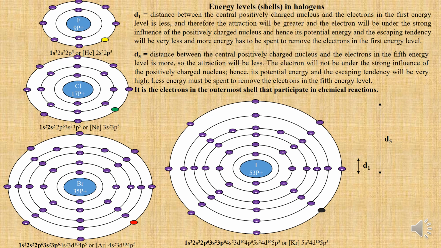So it is the electrons in the outermost shell that participate in chemical reactions. The reason being, the electrons in the outermost shell are far from the nucleus of that particular atom, and are free from the influence of the positively charged protons, that is, the attractive force. So the attractive force will be very less, and therefore the valence electrons of that particular atom will be free to participate in reactions.